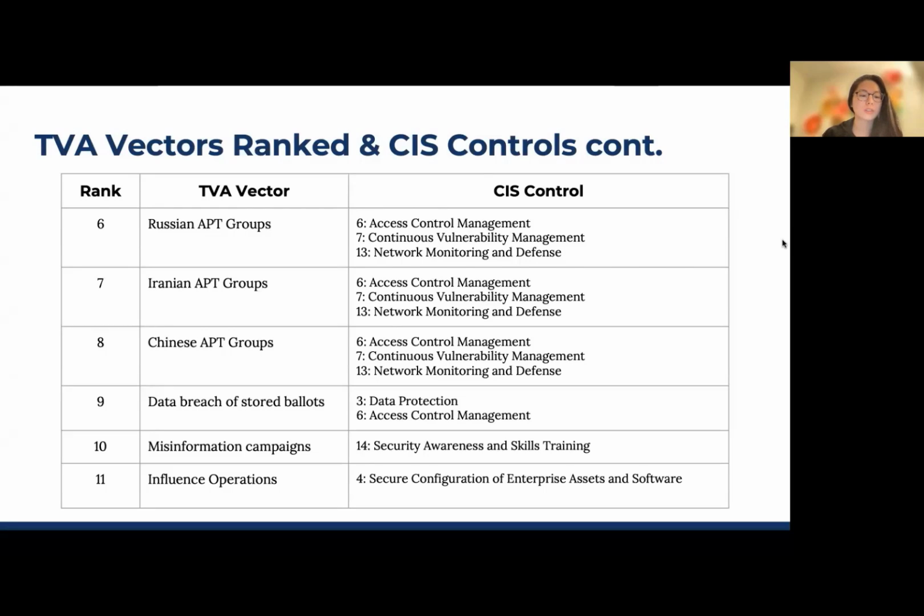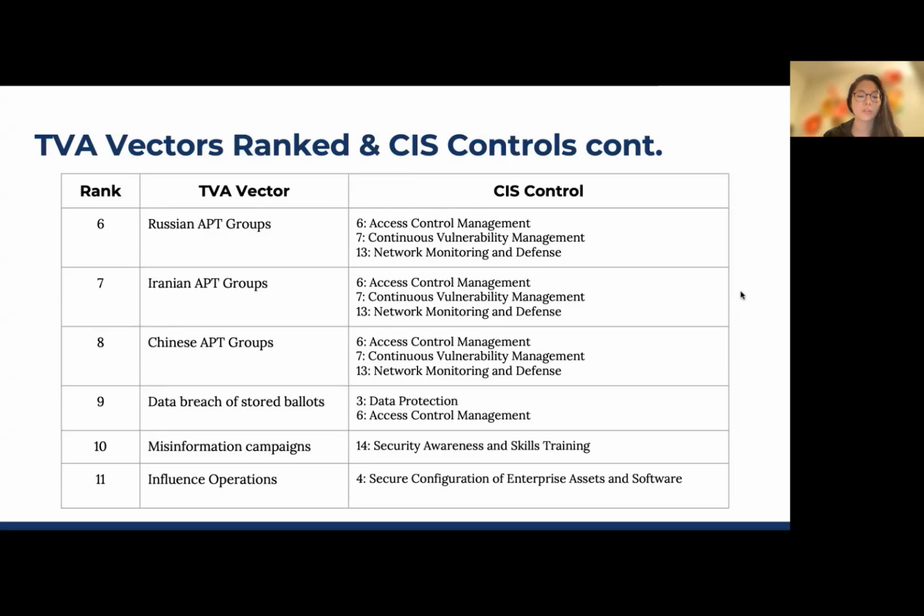The next 3 vectors are foreign APT groups from Russia, Iran, and China. We see a high reduction of risk through the implementation of a few controls. The first is Control 6, Access Control Management, Control 7, Continuous Vulnerability Management, and Control 13, Network Monitoring and Defense. Controlling access to the database and systems will protect them because unauthorized users, such as foreign agents, will be unable to infiltrate the system and manipulate the data.